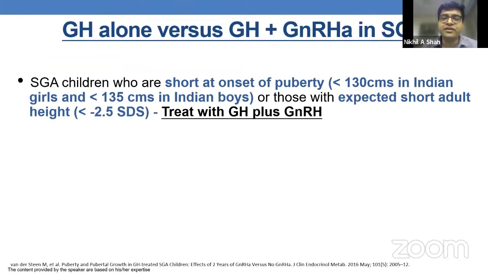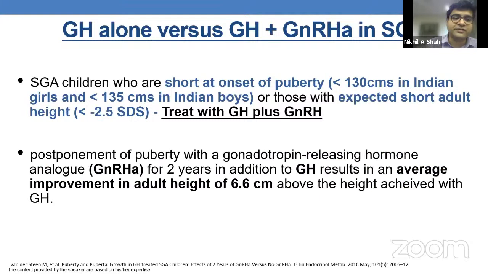So in SGA children who are short at the onset of puberty, that is when the height is less than 130 centimeters in Indian girls and less than 135 centimeters in Indian boys, or in those whose expected adult height is going to lie below minus 2.5 standard deviations, we need to treat with GH plus GnRH analog. So you need to block the puberty or postpone the puberty and need to give GH.